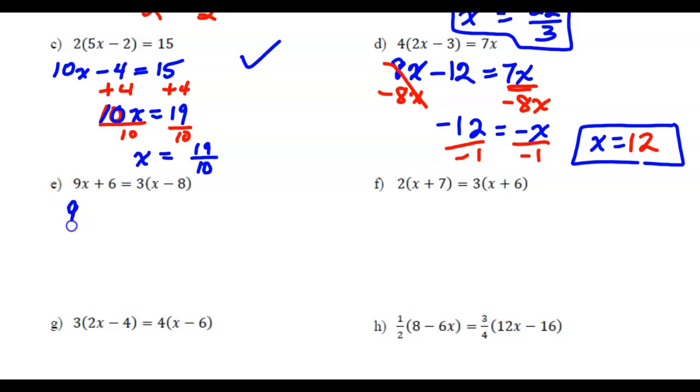So 9x plus 6 equals 3x. Now it's minus 24. Okay. And so now it's like the questions we were doing on the first page. There's an x term and a constant on both sides. So now I'm going to look for the smallest x term. Okay, and then, so that goes away. 9 minus 3 is 6x plus 6 equals negative 24.